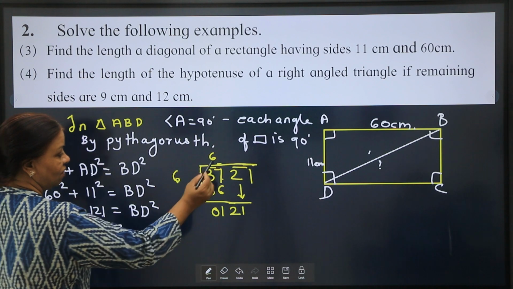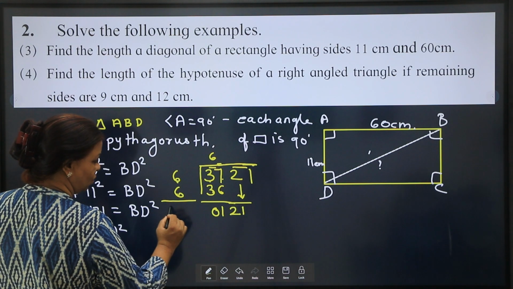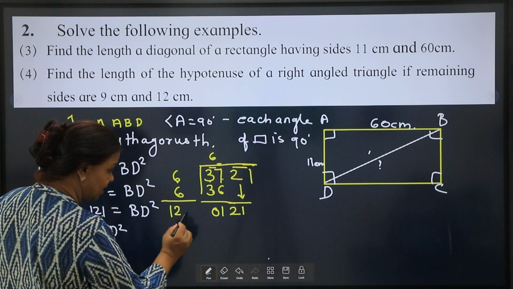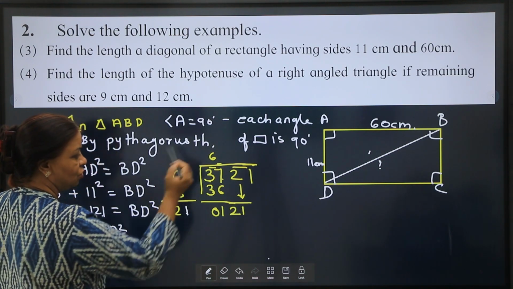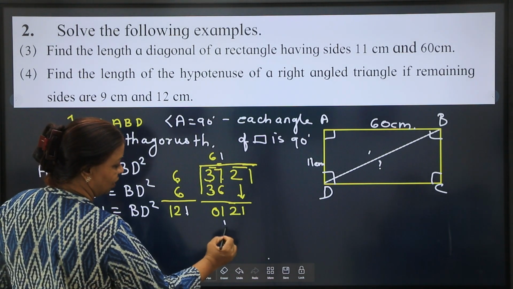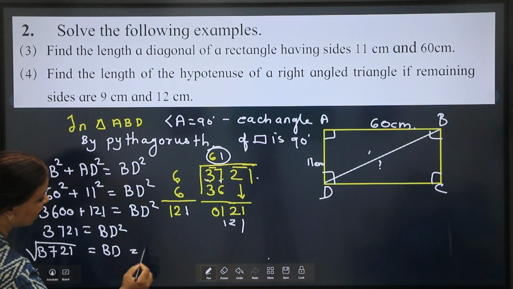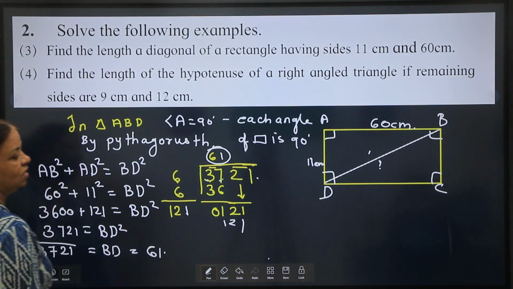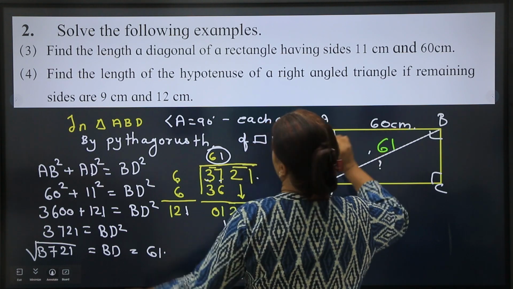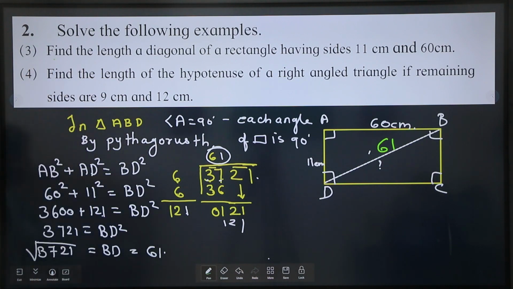So 121. Now add 6 in it, and 6 plus 6, 12. Now here it is 12. What number will you write here? If I write here 1, I should also multiply by 1. So 121 by 1 is 121. So square root of 3721 is 61. So we got BD as 61. So the diagonal of the rectangle we got is 61. They were asking to find out the diagonal of a rectangle. You can pause the video, children, and you can solve the sum.